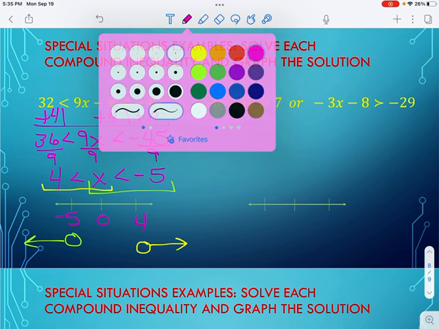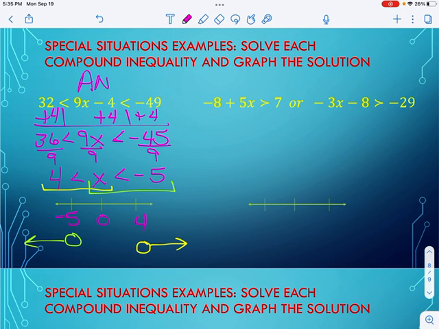Now, remember, this is an and statement. That's important here because, remember, to an and statement, it's the part that's overlapping. And if you notice, there is nothing overlapping, so we would say this is a no solution answer. Okay, because nothing is overlapping there. Let's try this next one.